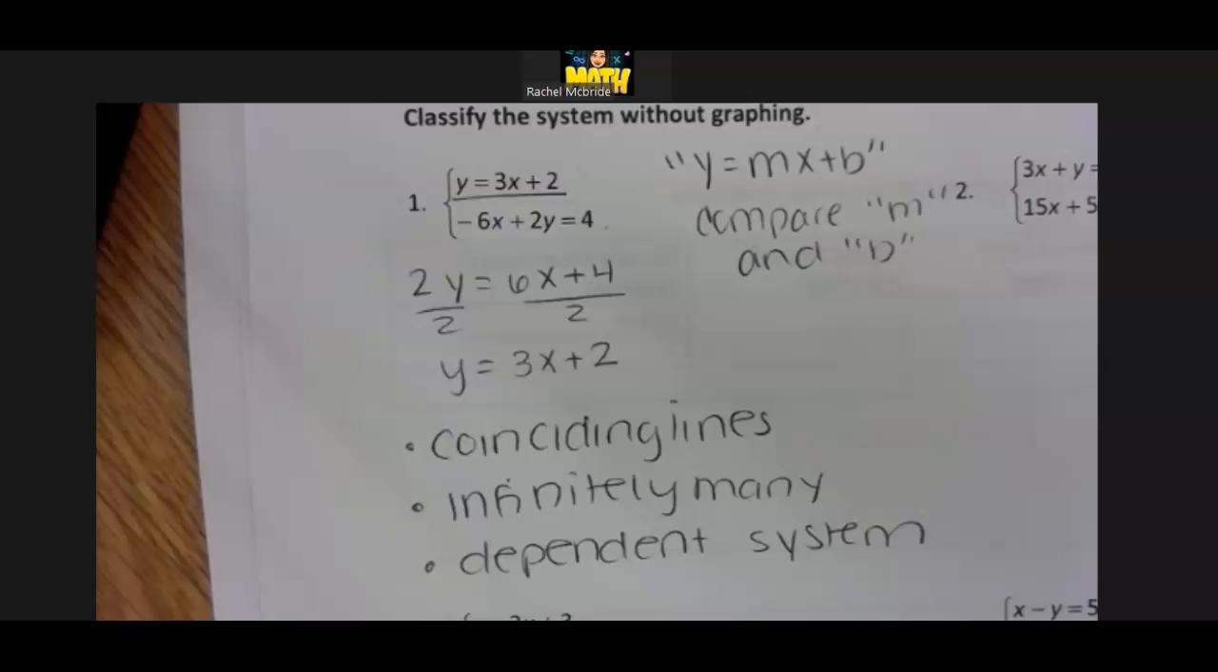So all graphs or equations of systems will be classified in 3 ways: the types of lines, the number of solutions, and the type of system.